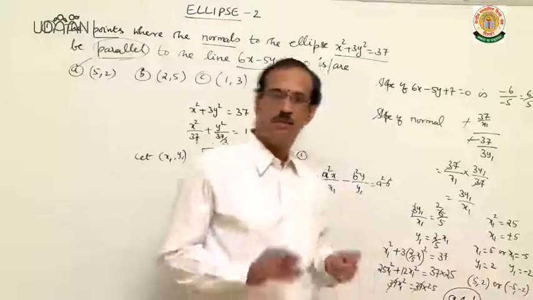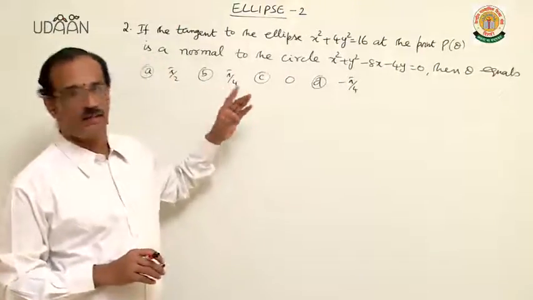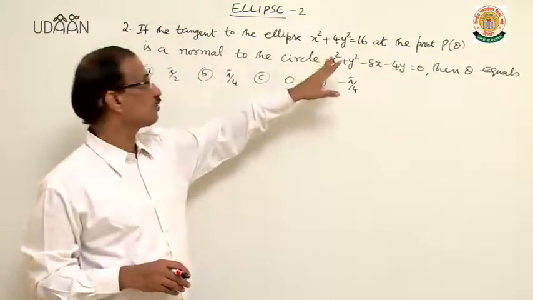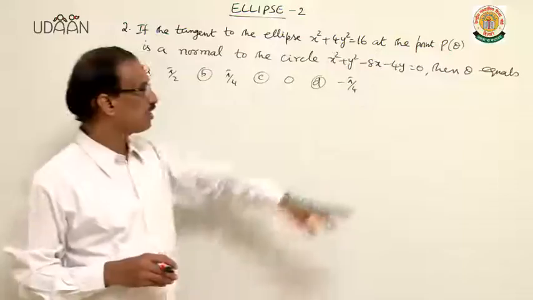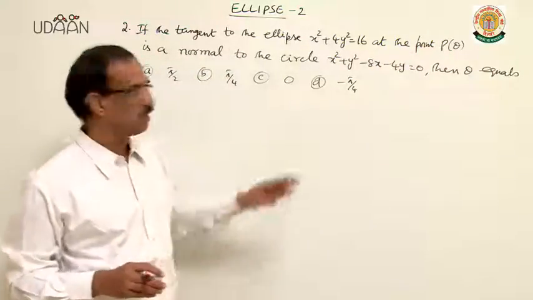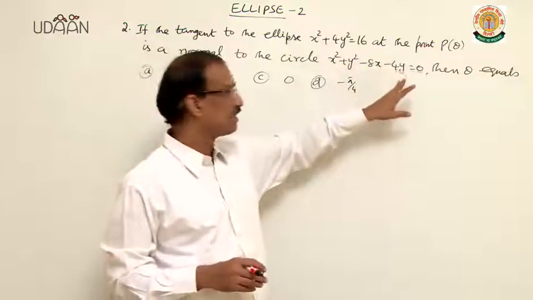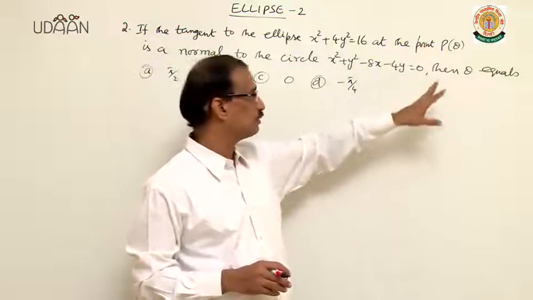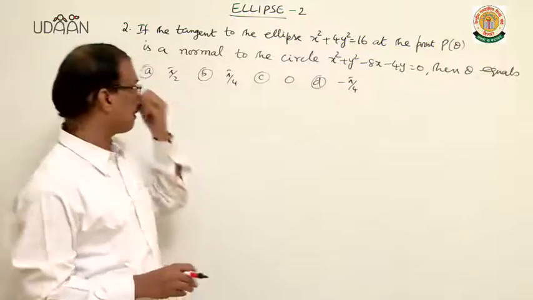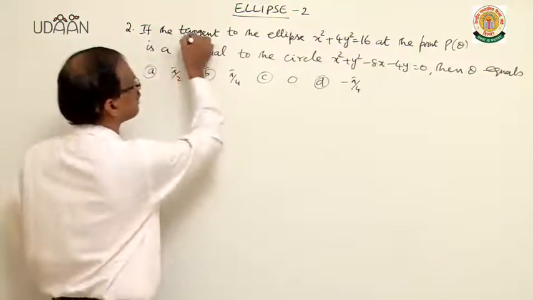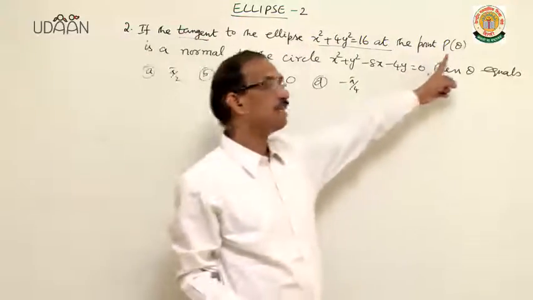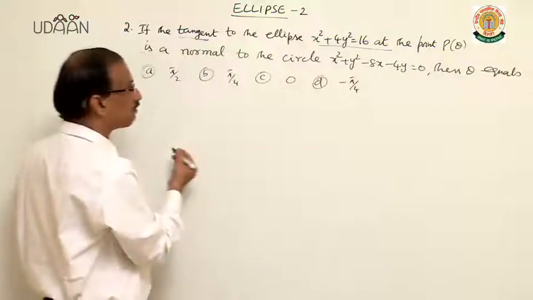समझ में आ गया बेटा? अब second example आप देख लीजिए from the models. So if the tangent to the ellipse x square plus 4y square equal to 16 at the point P of theta is a normal to the circle x square plus y square minus 8x minus 4y equal to 0, then theta equal to what? These are the options. So we have what is given: the tangent to the ellipse at the point P of theta.